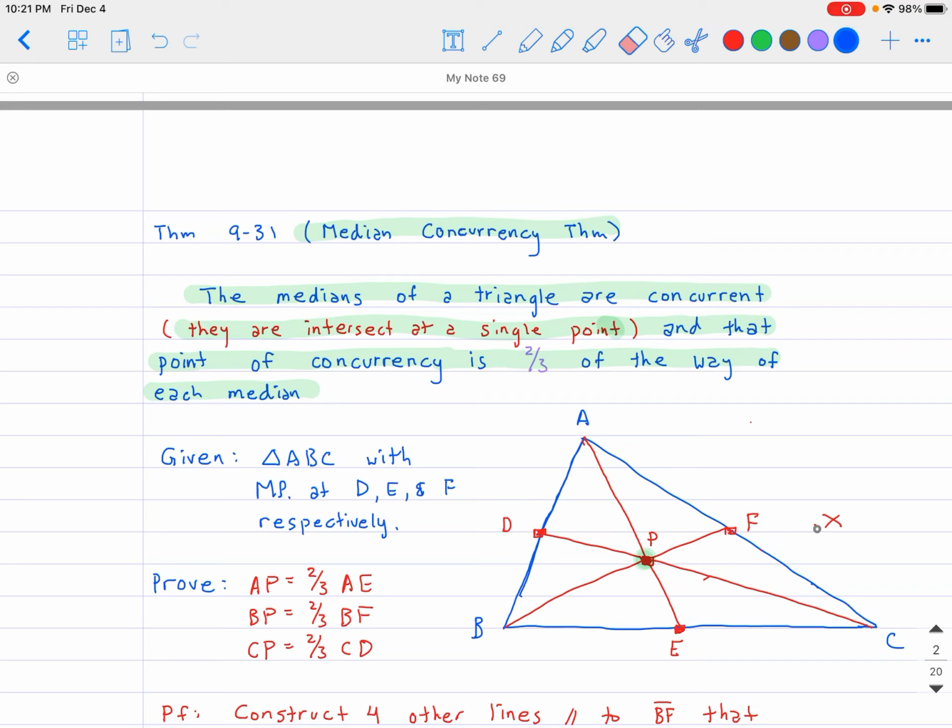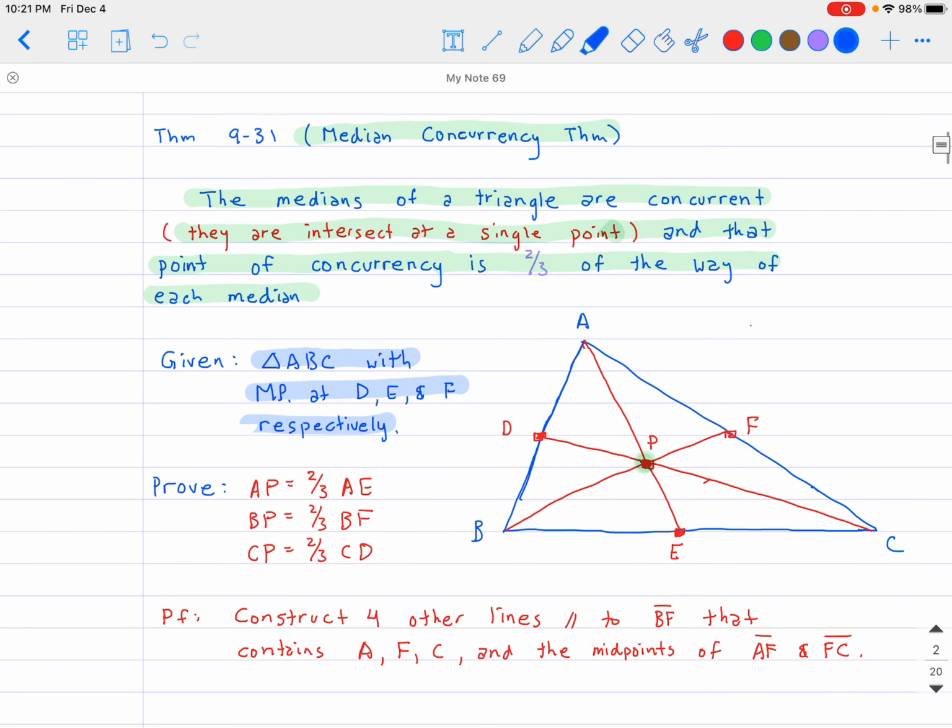So here, first of all, let me go ahead and restate, so that we can set up our proof. My restate is that given triangle ABC with the midpoints D, E, and F, respectively, I want to prove that AP, the length right there, is going to be equal to 2/3 of AE, where AE is supposed to be the median. And then the same thing for BP, which is supposed to be 2/3 of BF, and also CP, which is 2/3 of CD. So we just need to prove each one individually.